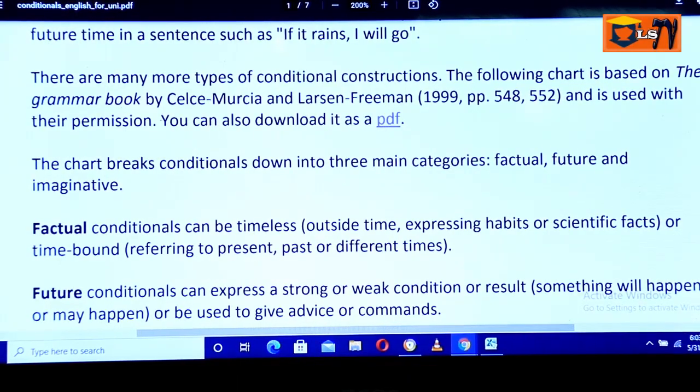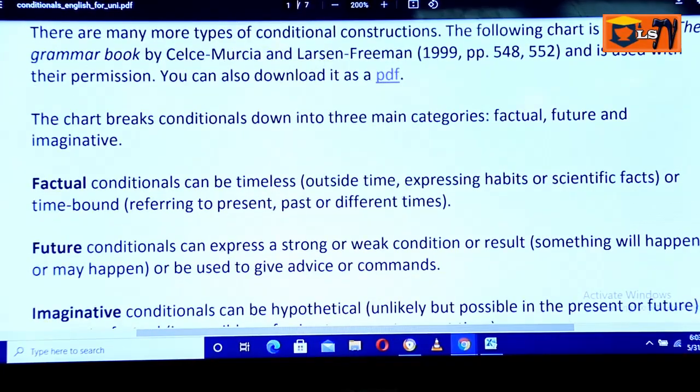Now, there are many more types of conditional constructions. The following chart is based on the grammar book by Celce-Murcia and Larsen-Freeman, which was published in 1999, on pages 548 and 552, and is used with their permission. You can also download it as a PDF. Now, let us look at the chart.